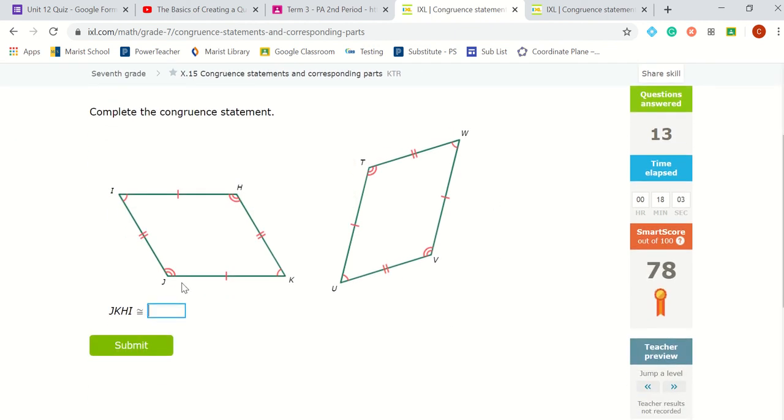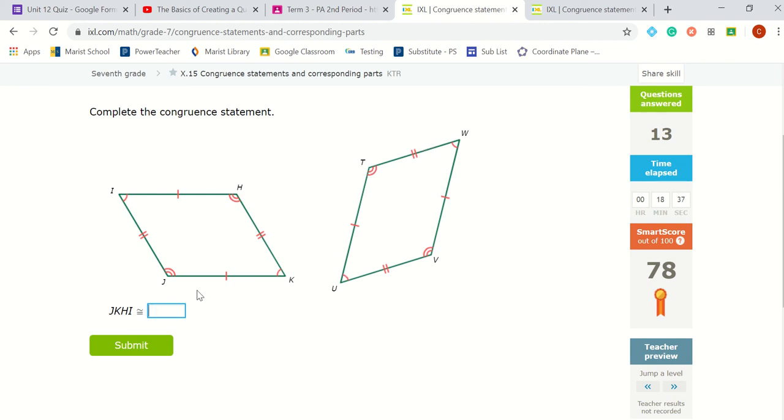Let's see here. Complete the congruent statement. J, where is J? It's 2 arcs. All right, so what's 2 arcs over here? 2 arcs is T or V. Well, we got J or H. What is J? J is where 1 tick mark meets 2 tick marks. Okay, what is H? H is where 1 tick mark meets 2 tick marks. So these are the same thing. So whether you want to choose V, 1 tick mark meets 2 tick marks, or if you want to choose T, 1 tick mark meets 2 tick marks, either one.